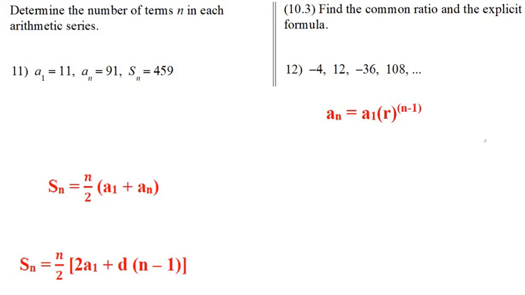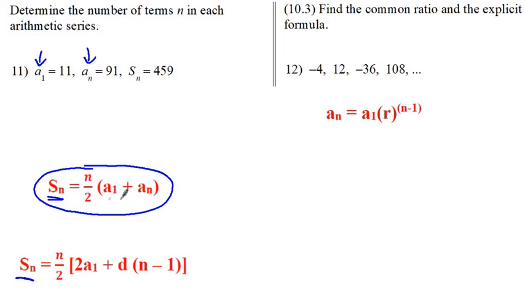All right, continuing with our test here on Unit 10. So number 11 and 12. Number 11 says find the number of terms in this arithmetic series right here, and I have the two formulas listed. In terms of which one we want to use, it's going to be easier to use this one because they're telling us what a sub n and a sub 1 are, and you can see those are both in the formula. We don't know n, obviously, because that's what we're trying to find.